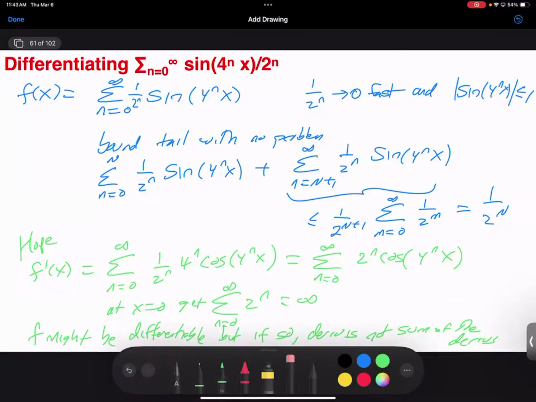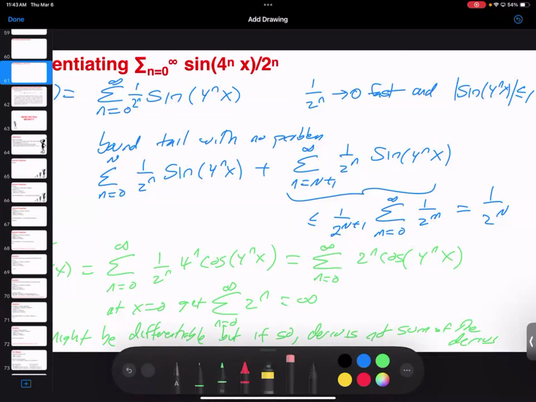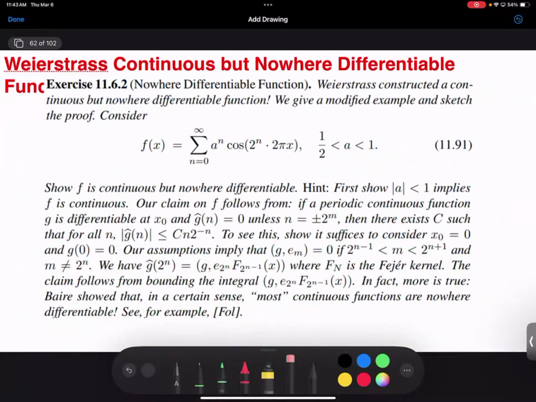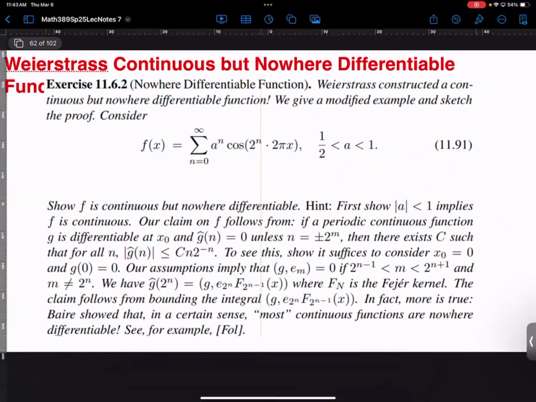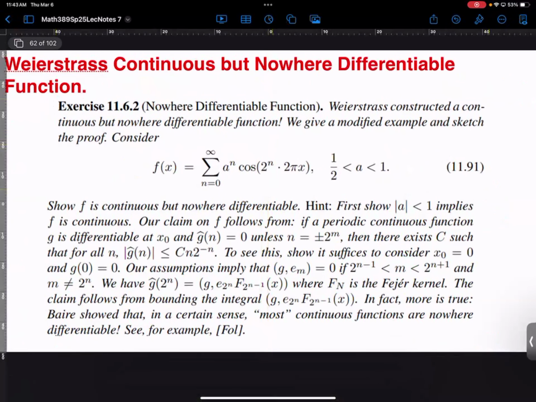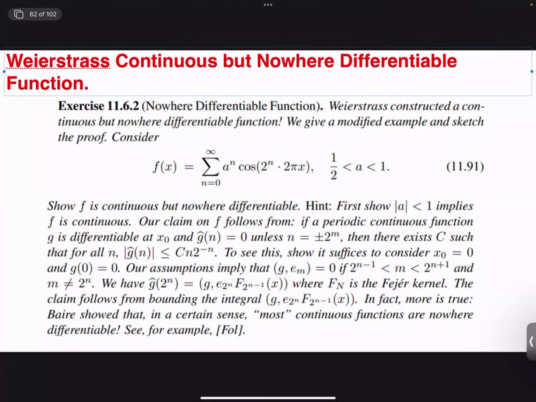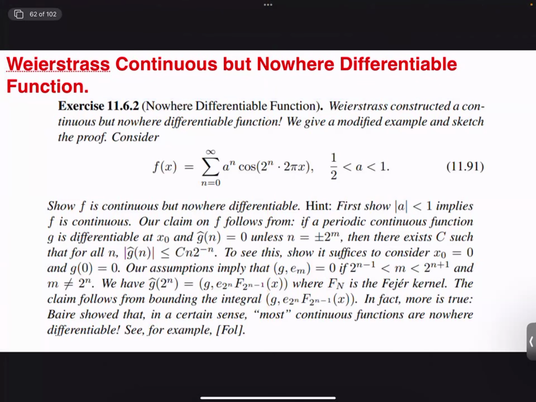Wait, Professor Miller. Oh, sorry, that was wrong. Yes. Is this one of the Weierstrass functions? Yeah, and in fact, if you look at the very next slide, it changes things a little bit from the iPad and my computer. This is the Weierstrass continuous but nowhere differentiable function. And this is a slight modification of it. Weierstrass was able to construct a function that was continuous and nowhere differentiable. This one is nowhere differentiable as long as a is between 1/2 and 1.